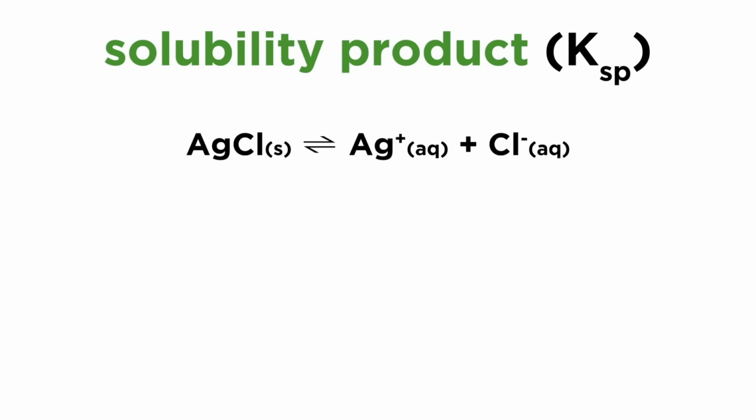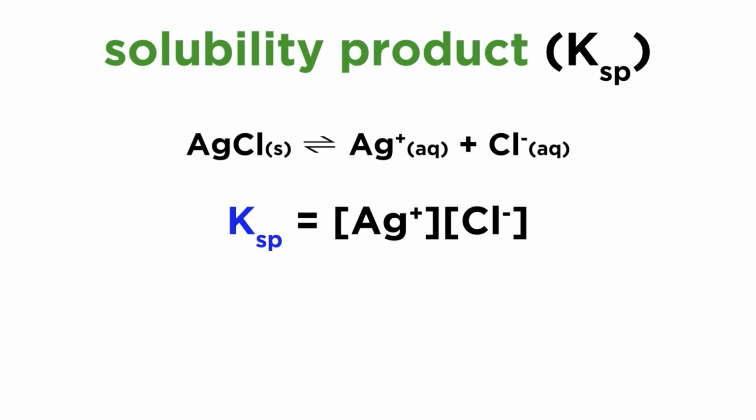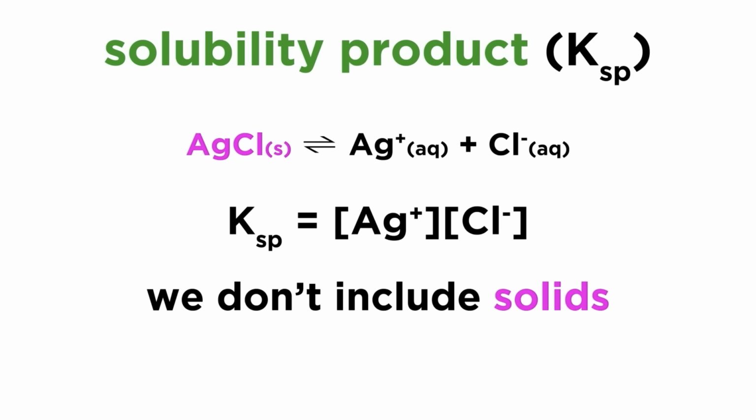Just as with any other type of equilibrium, there must be an equilibrium constant to describe it, and that's the solubility product. As we might guess, this will simply be equal to the product of the two ion concentrations in solution, each raised to the power of their stoichiometric coefficients, which in this case is simply 1 and 1. Notice that we do not include the solid itself in this expression, as we do not include solids in equilibrium expressions.